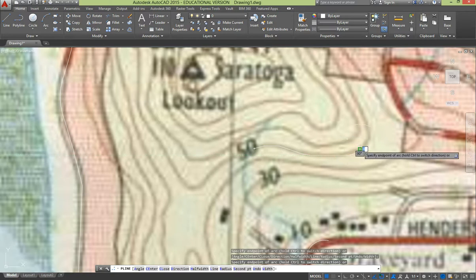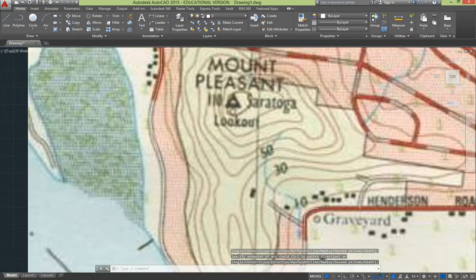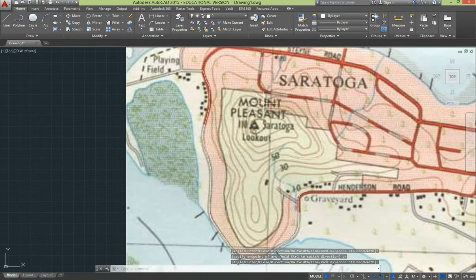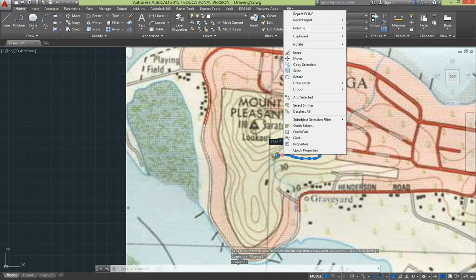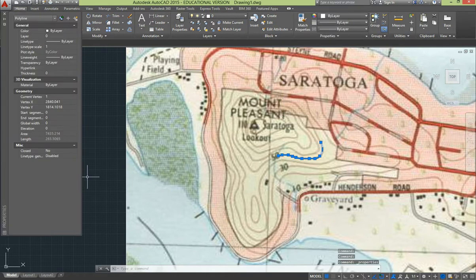So we'll be looking to make a closed loop right around this contour line. I'll just finish it there. But you get the idea. You'll follow it right around till you come back and close it, and then of course we can look at the properties and determine the length of the entire contour. In this case I've only gone a distance of 263 meters.